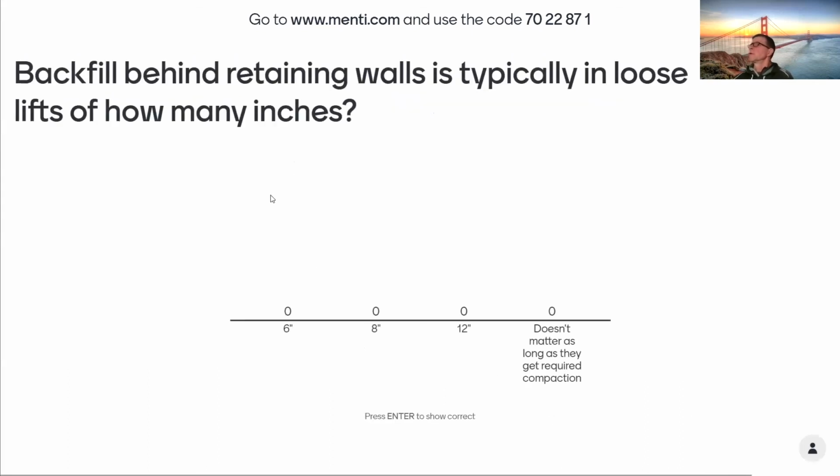Backfill between retaining walls typically in loose lifts of how many inches? It's typically loose of 8 inches to get 6 inches compacted.